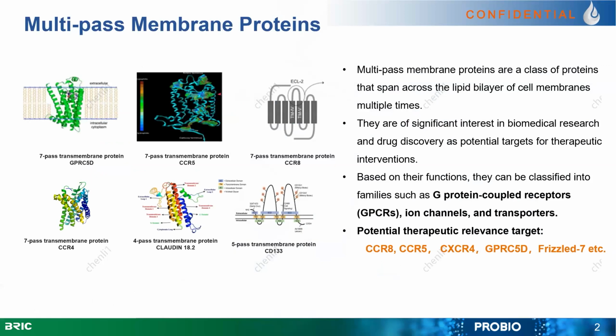So multiple pass membrane proteins are a class of antigens with significant interest in biomedical research and drug discovery as potential targets for therapeutic interventions. Based on their functions, they can be classified into several families, such as G protein coupled receptors, ion channels, and transporters. Some of these targets, such as CCR8, CXCR4, and GPRC5D, are already in clinical trials or already launched in the market.